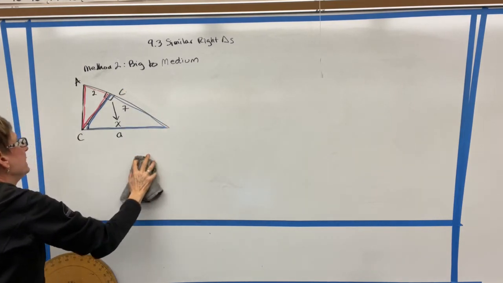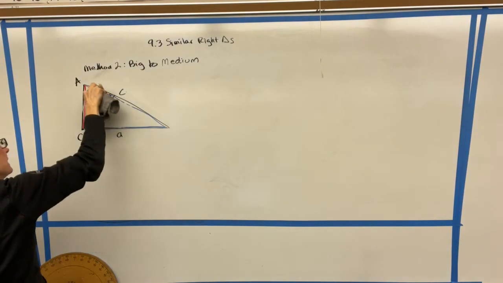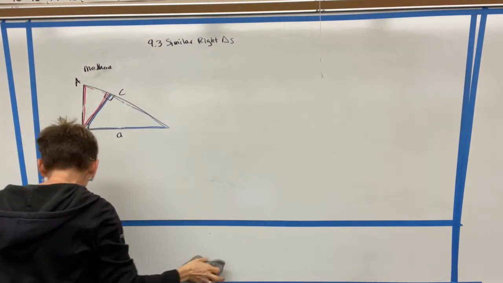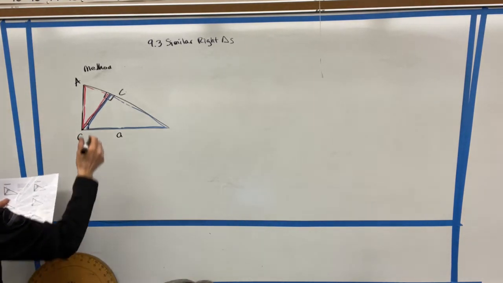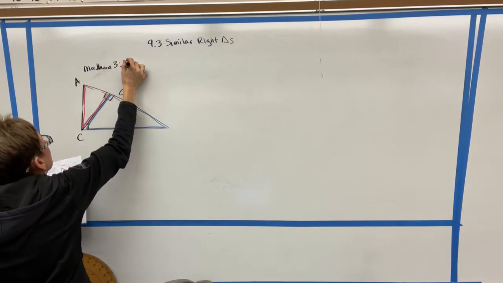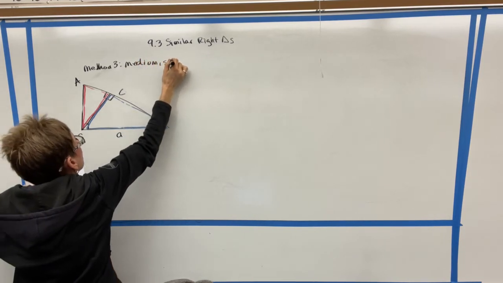I'm going to erase the specific information from the last example, but the basic triangle shape is the same. And I'm going to change this to method 3. On method 3, I'm going to compare the small and the medium. Method 3, compare the medium and the small. It doesn't technically matter what order.